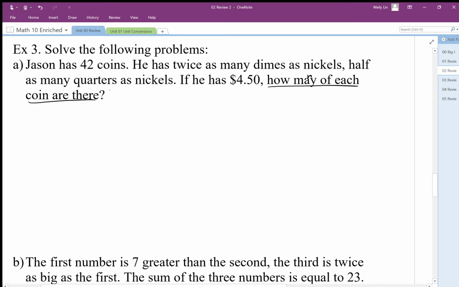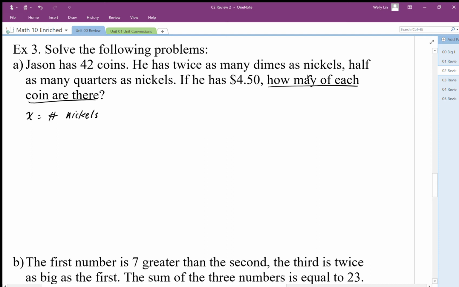So we need to let our variables represent the number of coins. I want to try to avoid having too many variables. Dimes are compared to nickels, and quarters are compared to nickels, so I'm going to let x be the number of nickels.